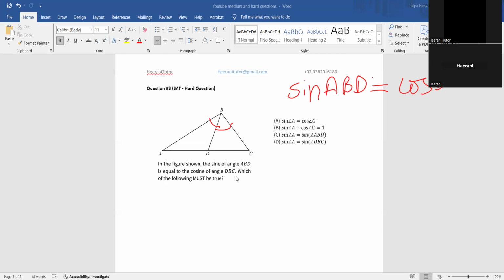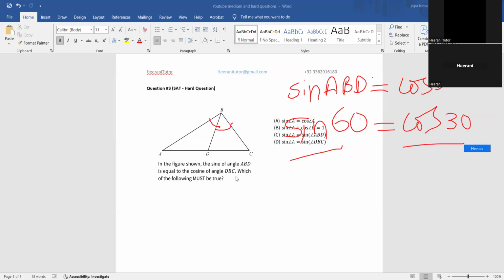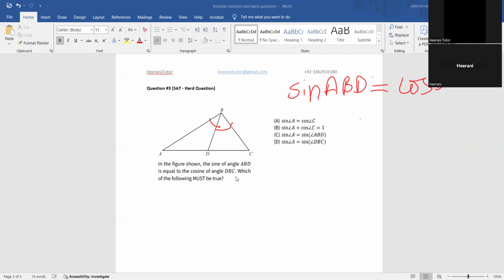So, for example, let's say ABD is 60. Then sine of 60 would be equal to cos of 30 because they are complementary angles. So 60 plus 30 needs to be 90 degrees. So this equals this, right? I'm giving an example. So sine ABD is equal to cosine DBC. That means these two are complementary angles. That means this triangle has a right angle because this is the right angle.